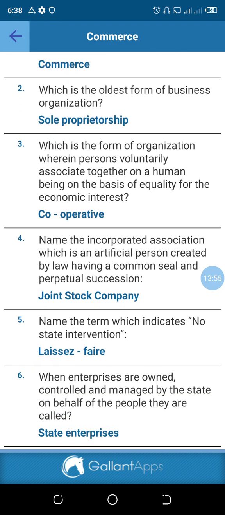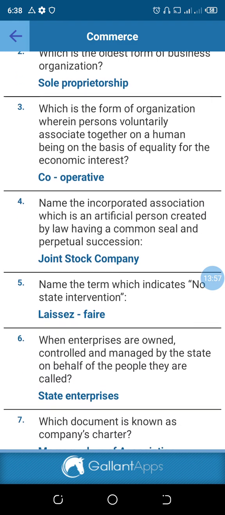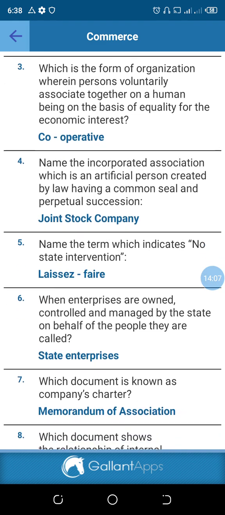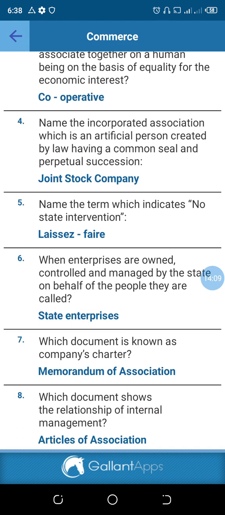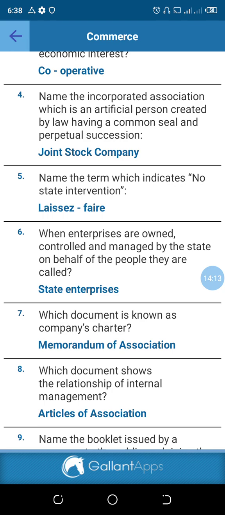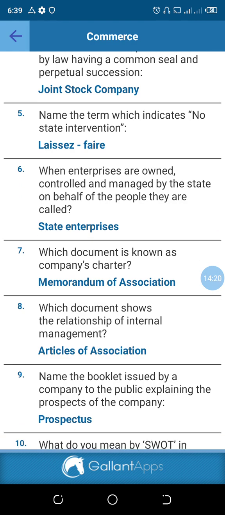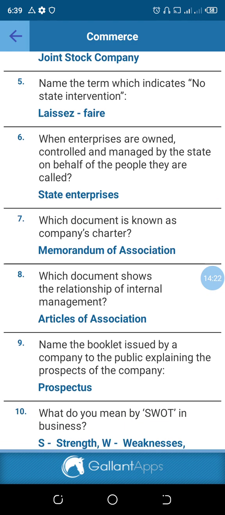Which is the oldest form of business organization? Sole proprietorship. Which is the form of organization wherein persons voluntarily associate together as human beings on the basis of equality for the economic interest? Cooperative. Name the incorporated association which is an artificial person created by law having a common seal and perpetual succession. Joint stock company.